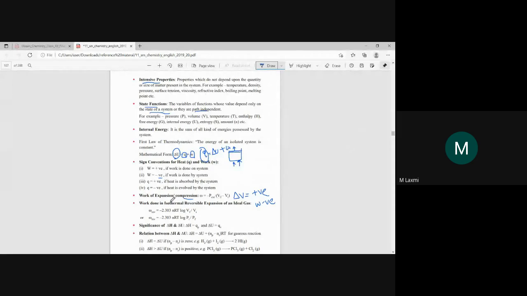Now, I was explaining about expansion and compression. During expansion, my piston is moving upward, and the final volume is more. Obviously, when I subtract initial volume from final volume, my delta V will be positive, so work done will be negative. During compression, the piston is moving down. In this case, my initial volume is more than the final volume, so delta V will be negative and work will be positive. This is your work of expansion and compression.